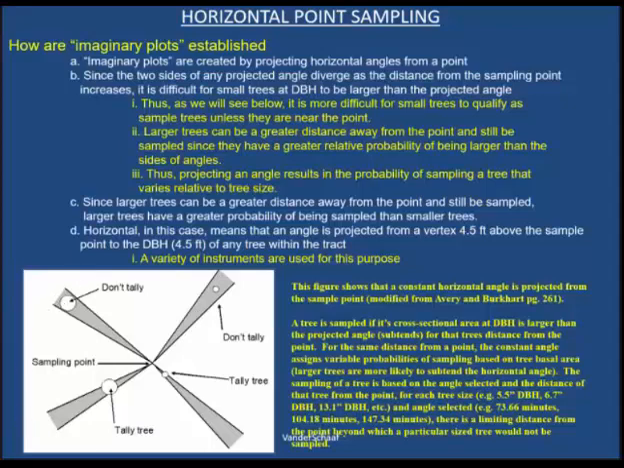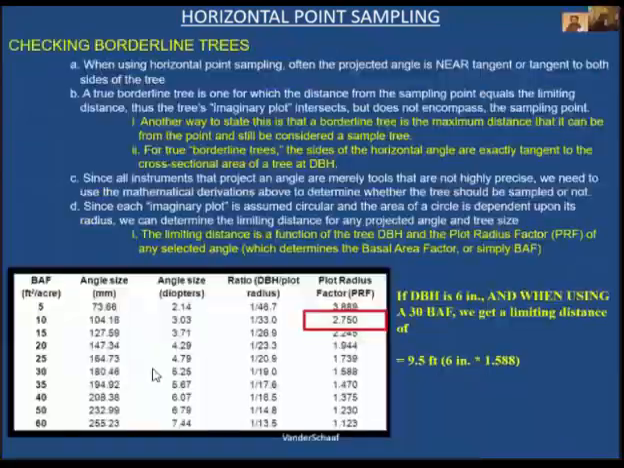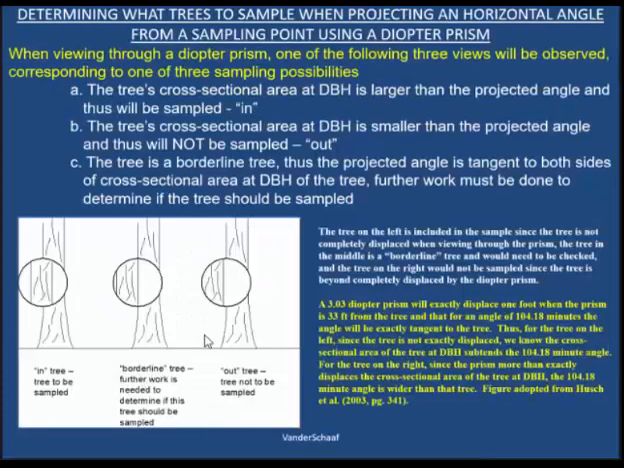This here is kind of what we're talking about. When the cross section of that tree at 4.5 feet is larger than the sides of the angle as these sides are diverging, whether that tree's cross section is larger or not, given the angle or the BAF and its associated plot radius factor that you select in a prism, it will give you these appearances. So in this case, this tree would be in, all right?